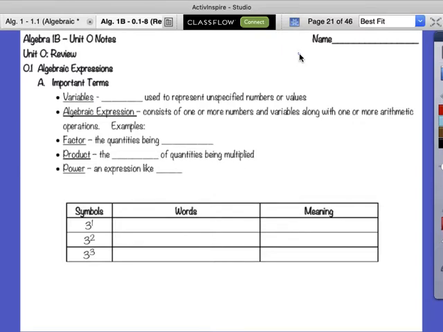SWBA, does anyone know what that stands for? Student will be able to. Okay, so it's just saying by the end of the period, by the end of this lesson, you guys will be able to do whatever follows. So it's just like saying this is what our learning objective is. Student will be able to write algebraic expressions, which is our section 0.1. I called it chapter 0 because it's a review chapter. Okay.